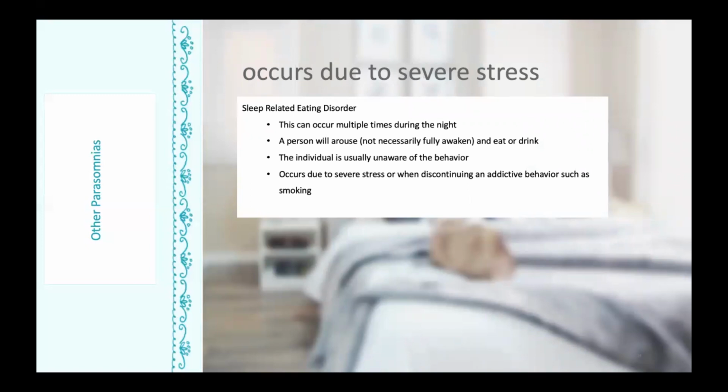Sleep-related eating disorder. This can occur multiple times during the night. A person will arouse, not necessarily fully awaken, and eat or drink. The individual is usually unaware of this behavior, and it occurs due to severe stress or when discontinuing an addictive behavior, such as smoking. The treatment for sleep-related eating disorder is to treat the disorder that is disrupting the sleep, and relaxation techniques, and proper sleep hygiene.